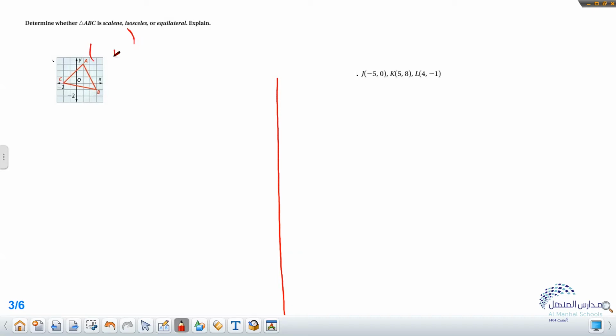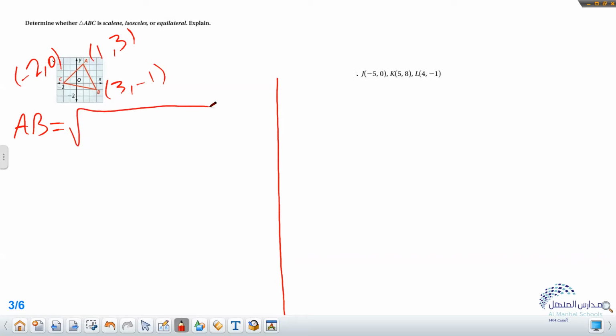Coordinates of A is, yes, good, 1 and 3, x and y. B is, yes, good, 3 and negative 1. But C is, excellent, negative 2 and 0. So how to find AB? Yes, using the rule of distance, square root of x1 minus x2 all power 2 plus y1 minus y2 all power 2. So AB equals square root of 1 minus 3 all power 2 plus 3 minus negative 1, which will be positive 1, all power 2.